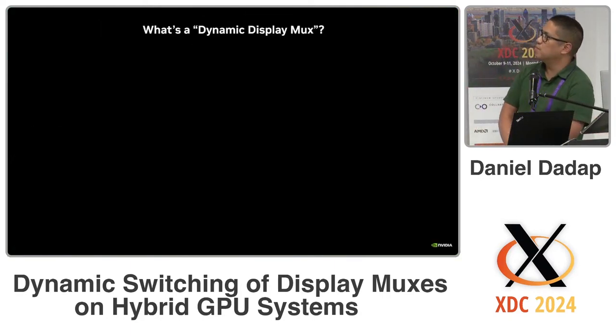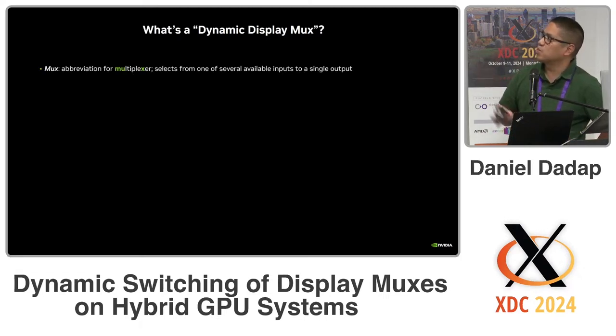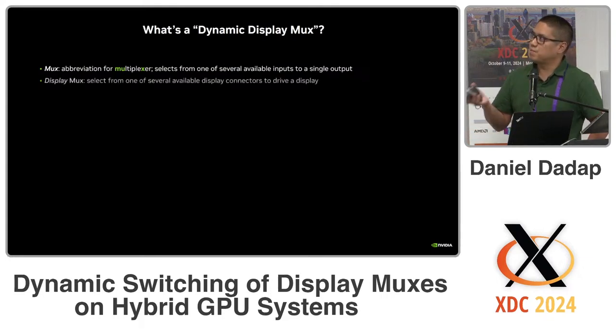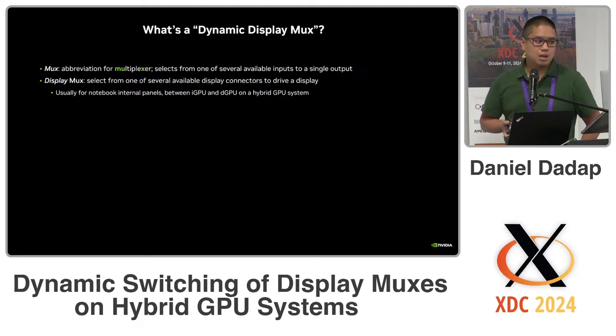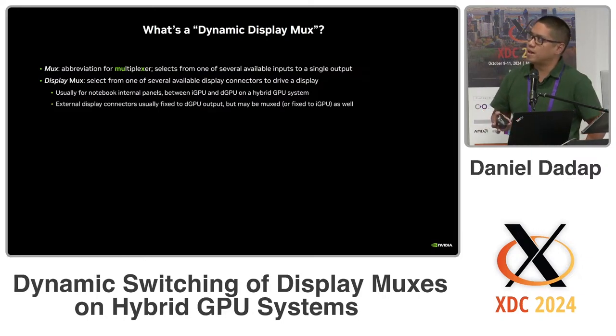Well, folks, we can pop the terminology stack there one word at a time and break it down, starting with mux, which is an abbreviation for multiplexer. It's a device that takes multiple inputs. It allows you to select one of those inputs to drive an output. On a display mux, the inputs are going to be display connectors on GPUs, and the output is a display device. And usually that's going to be on internal panels. It's going to be internal connectors for internal panels on a hybrid GPU system. Very rarely, we do have muxes for external panels as well.